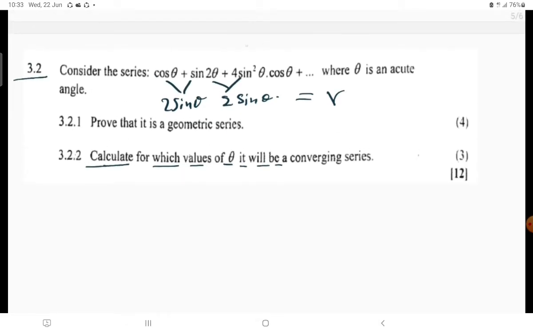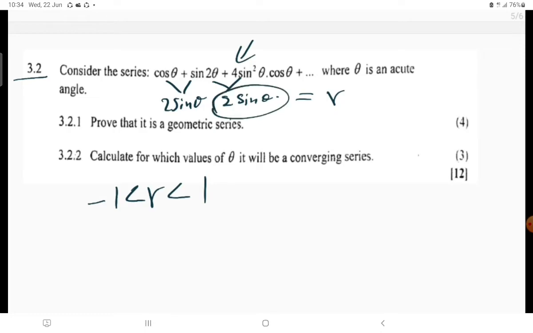For the series that we have seen, we have seen that it is a geometric series. Now for it to be convergent, what is going to be the value of theta? We need to remember the first thing that we spoke about earlier on, that r must be between these two values. Since we have found out that r is 2 sine theta, this 2 sine theta must be between these inequalities. Then we solve for theta.